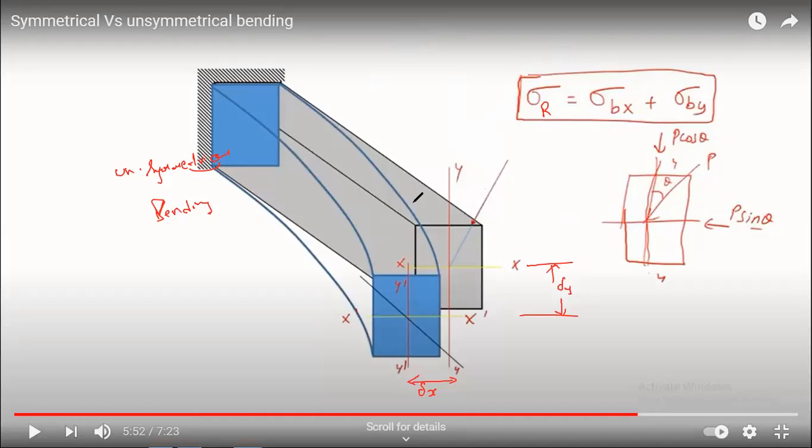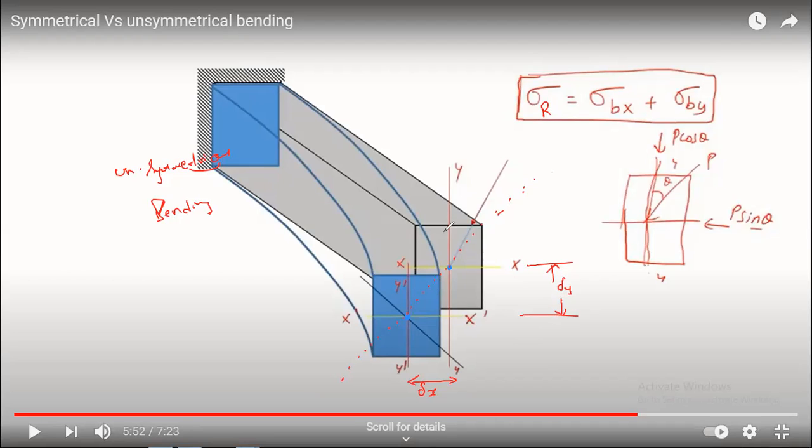See, here one important point where you need to be clear. When the beam is subjected to unsymmetrical bending, with this inclined load, the centroid before bending and after bending should always coincide. Compulsory they coincide. Understand? Even though you will get deflection in both x and y axes, the centroid of the section should not change. It should always coincide.